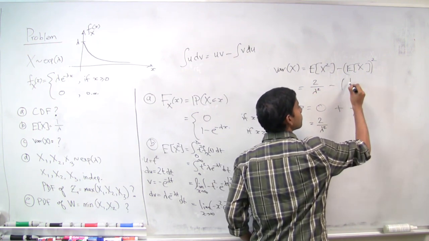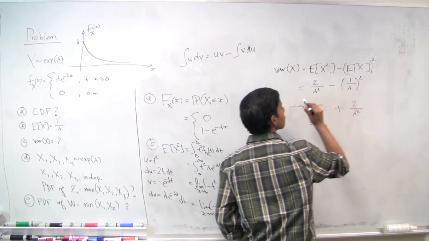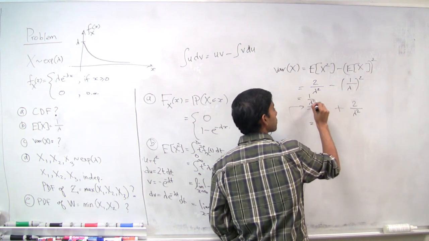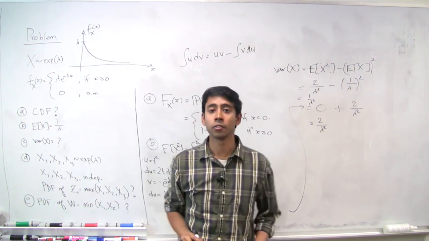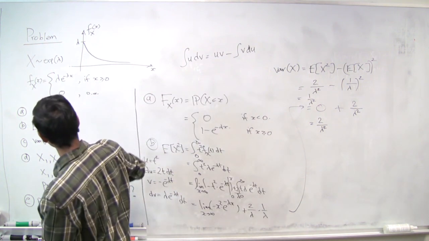And so we have 1 over lambda squared for the variance. Okay, so we're done with the variance.